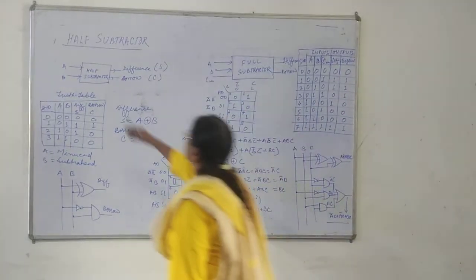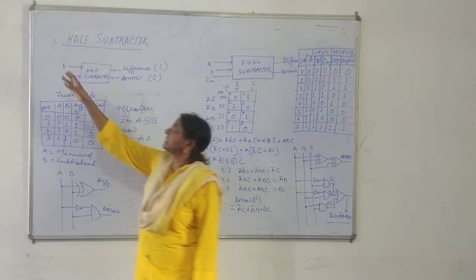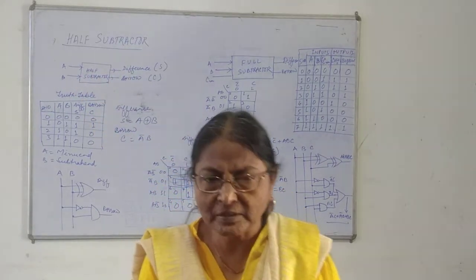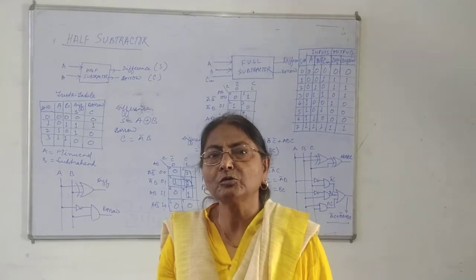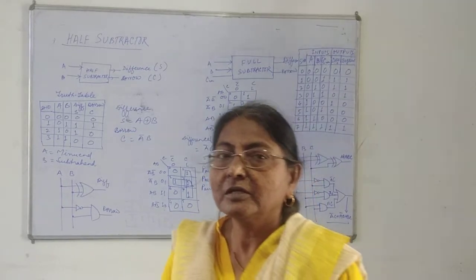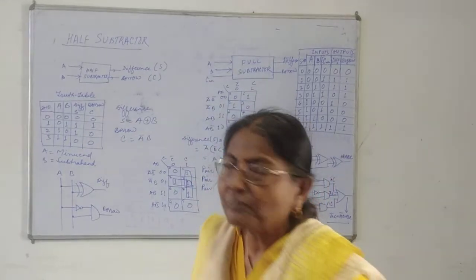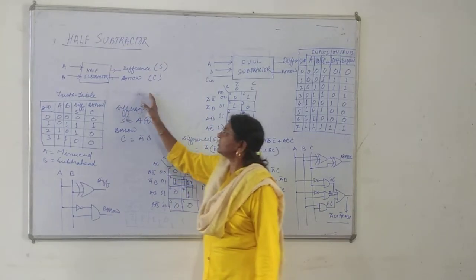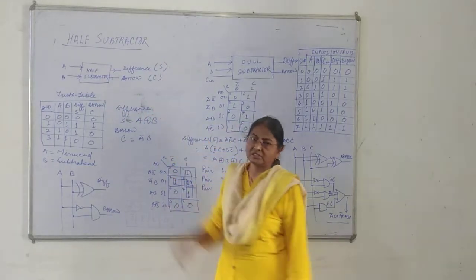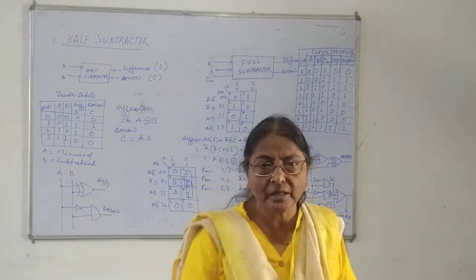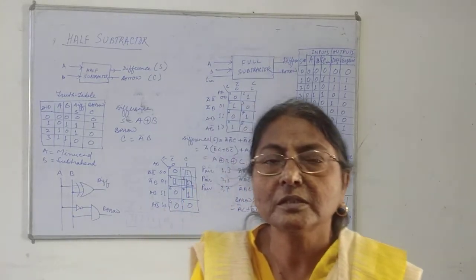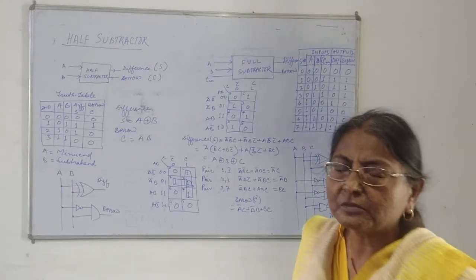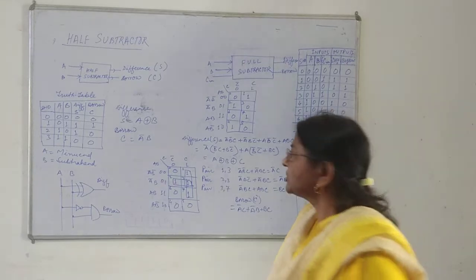Here I have given you the block diagram of half subtractor. A and B are the inputs and the outputs are difference and borrow. When we subtract one data from another data, the output is called difference, and if we have taken a borrow, then it will be called the borrow. But I have denoted this difference and borrow with S and C for your convenience, because in the adder circuit we denoted the sum and carry with S and C. So here I have again denoted the difference with S and the borrow with C.